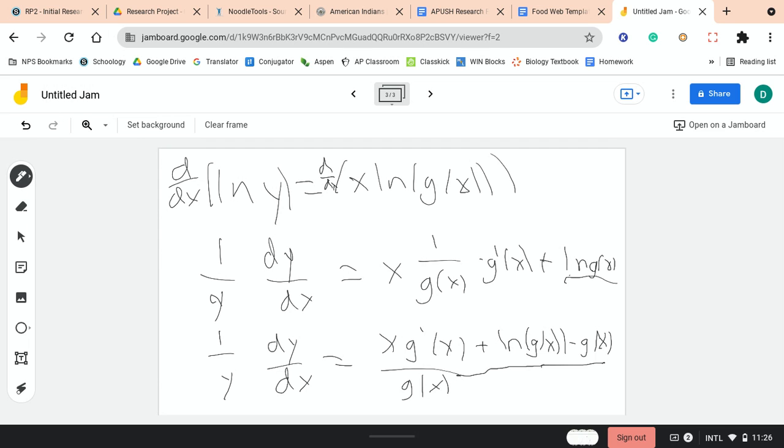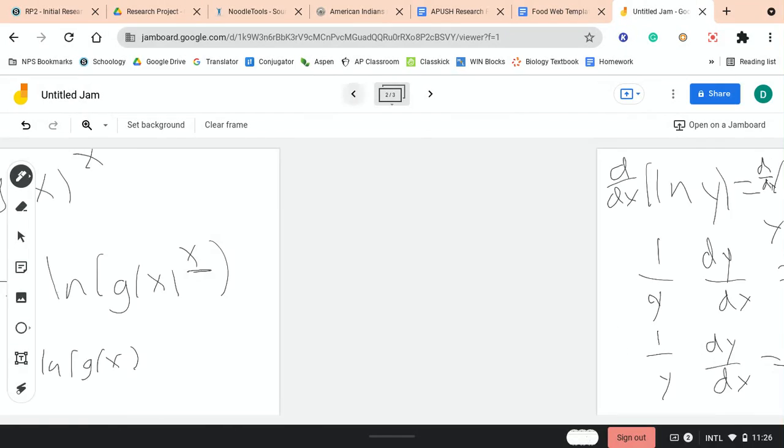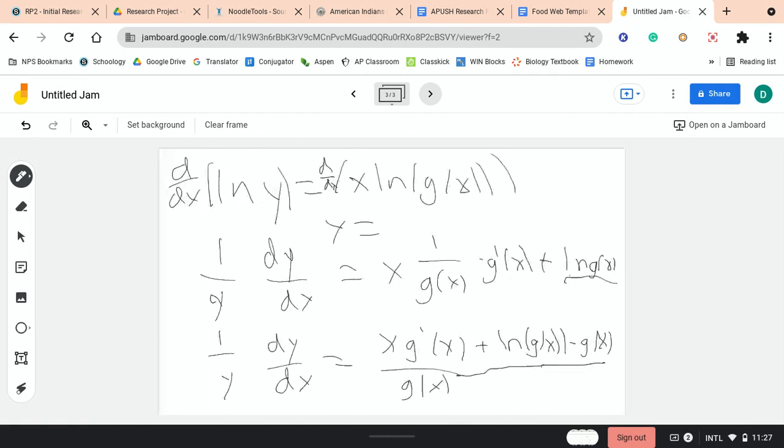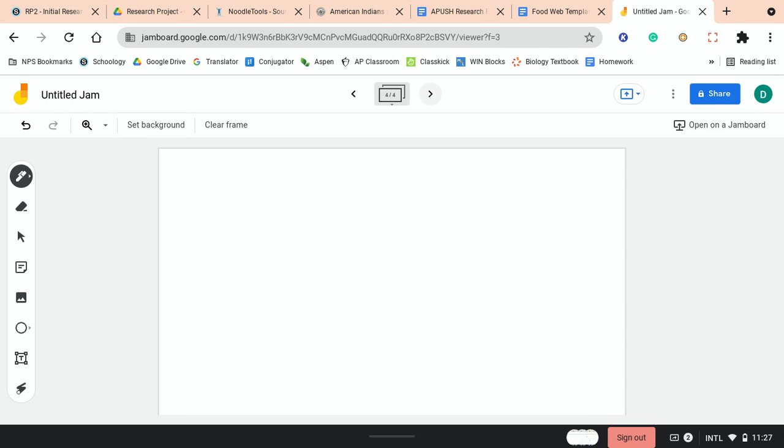So then we're going to multiply both sides by y here, because then it'll give us dy dx on its own. But remember, we said that y is equal to what was the original one we did? It was g of x to the x. So y equals g of x to the x. So when I multiply both sides by y, instead of writing y on the other side, I'm just going to write g of x to the x. So then the derivative with respect to x of g to the x.